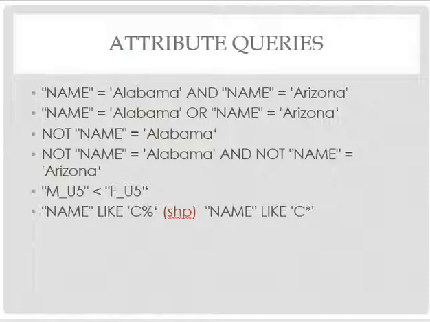So if I want to do not name equals Alabama and not name equals Arizona, again, you are correct. I would get everything except those two states. And then the second one, I'm comparing two different fields. Males under 5 is less than females under 5. And then the last one is kind of a cool wild card.